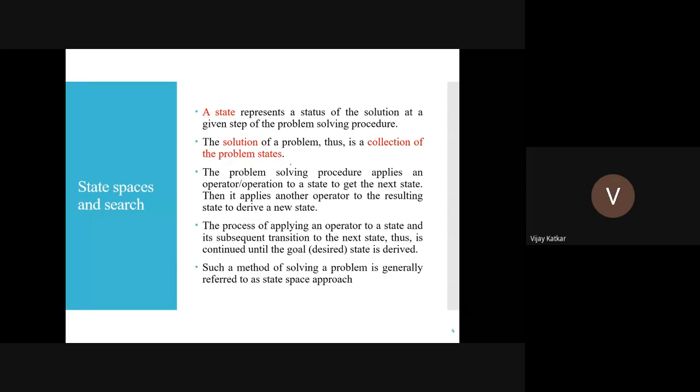See, then the problem solving procedure applies an operator or operation. Operation means what? In chess, operation means you are moving the pawn or one of the pieces. In tic-tac-toe, what is your operation? Either player 1 is marking 1 or player 2 is marking 2 or something like that. So that is the operation. It is either called operation or the other word is operator.